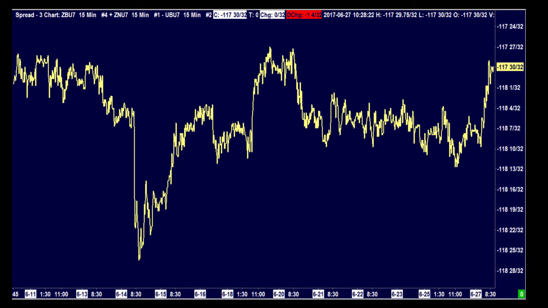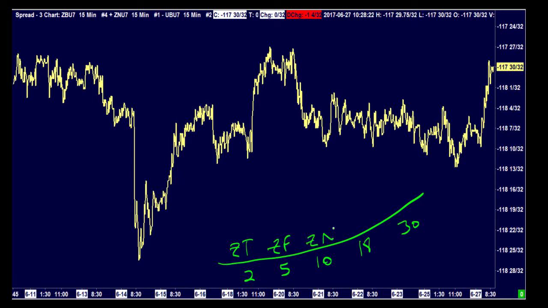What this chart is, if we look at the yield curve, a normal shape of a yield curve is like that, right? So say there's a 2-year, a 5-year, a 10-year, an 18-year, and a 30-year. The futures contracts associated with these are the ZT, the ZF, which is the 5-year, ZN is the 10-year, the ZB is the 30-year, but it's really closer to an 18-year, and then the UB. So we can trade all these different contracts.